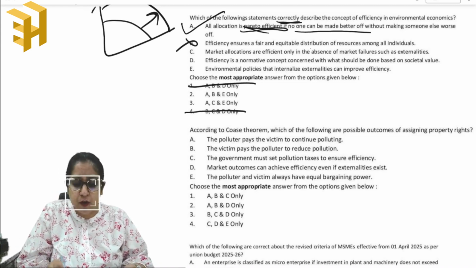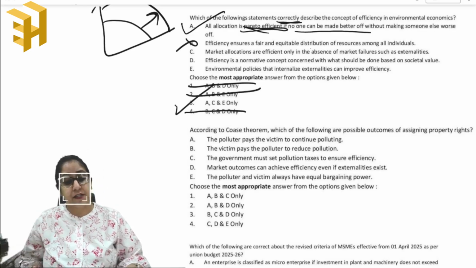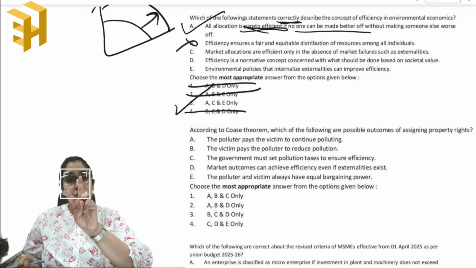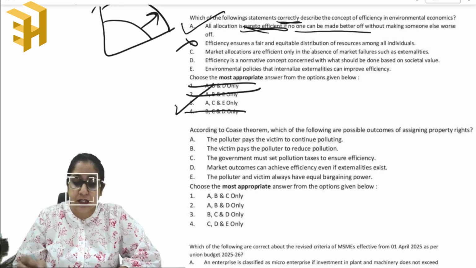So we can strike out 1, we can strike out 2. So we have come to our answer, that is 3, just by reading 2 statements. Okay, then let's go through the other statements.